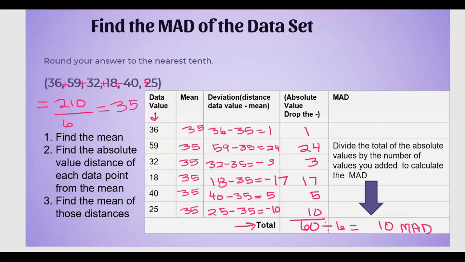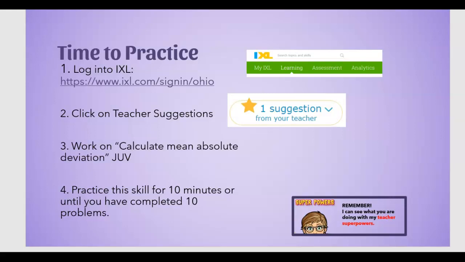All right, so in today's lesson, you have to calculate the mean absolute deviation using IXL. The quick find number is JUV. I want you to spend your whole 30 minutes on this because you're going to need it. Try your hardest. Set up your table just like I showed you in the video. It doesn't have to be perfect.